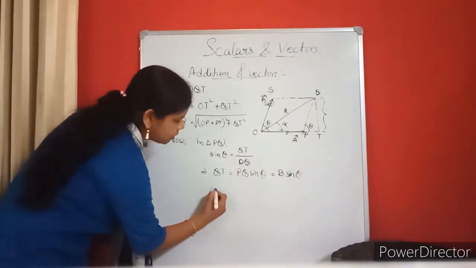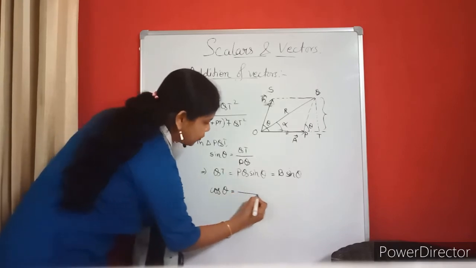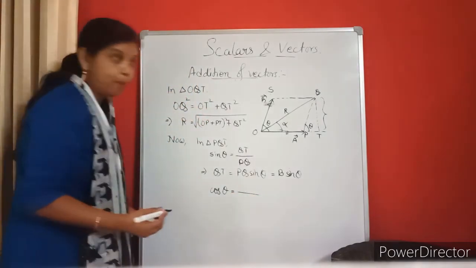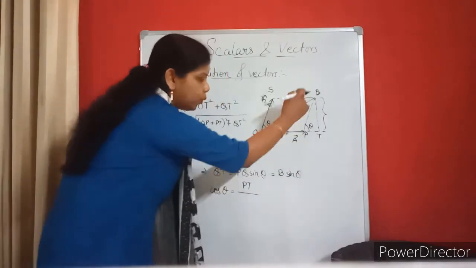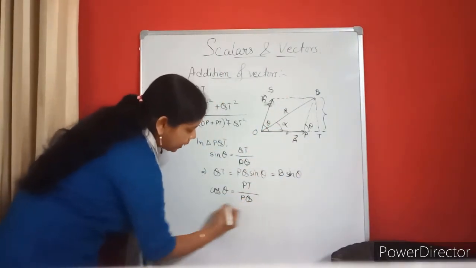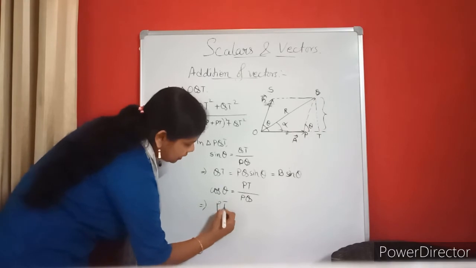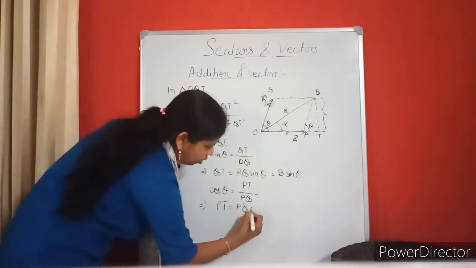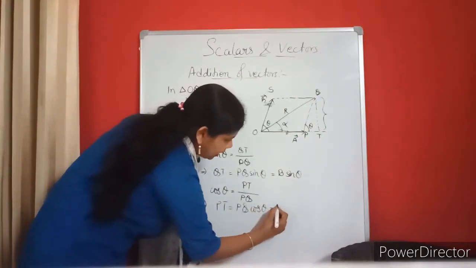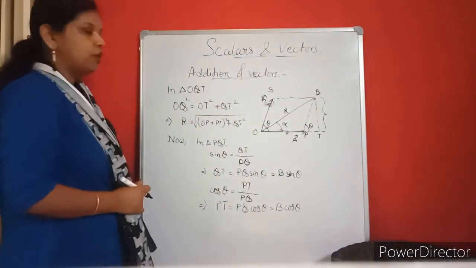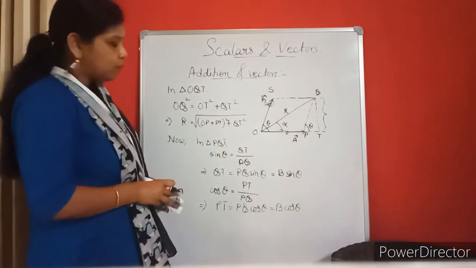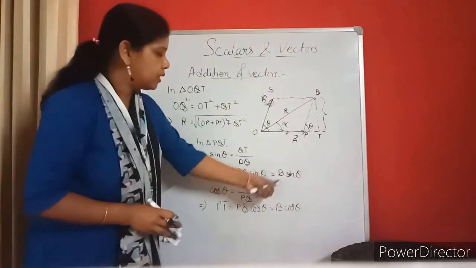Similarly, if I say cos of theta in the same triangle, what will be the expression? Cos theta means base by hypotenuse. Base is PT. PT or not? What is the hypotenuse? Again PQ. So I can write from here PT is equal to PQ cos of theta, which is nothing but again B cos of theta. Is it clear to all of you now? Yes. So what we will do, we will substitute this here.